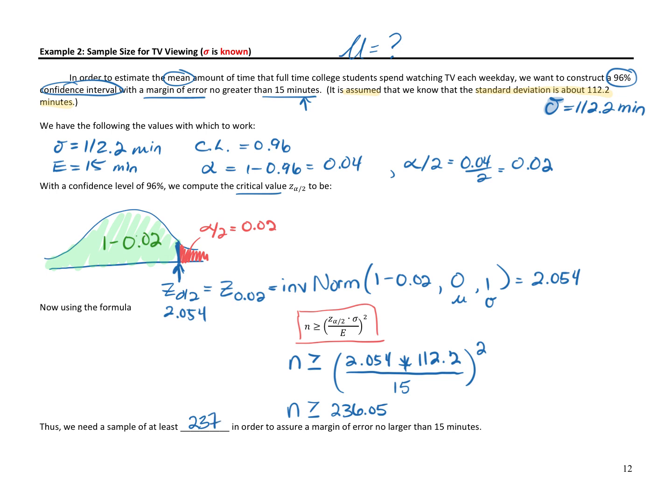So this tells us that we need a sample of at least 237 in order to assure a margin of error no larger than 15 minutes. So if I want to estimate the mean amount of time that full-time college students spend watching TV, I need to survey at least 237 college students and ask them, hey, on average, how much time do you spend watching TV, so that I can estimate mu at a 96% confidence level.